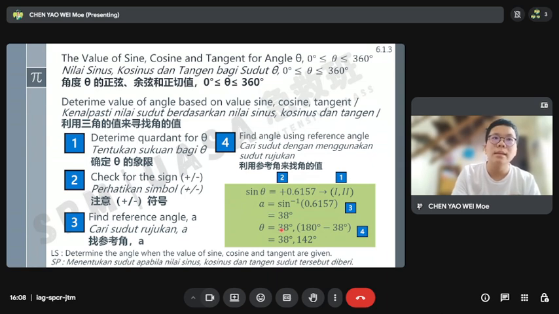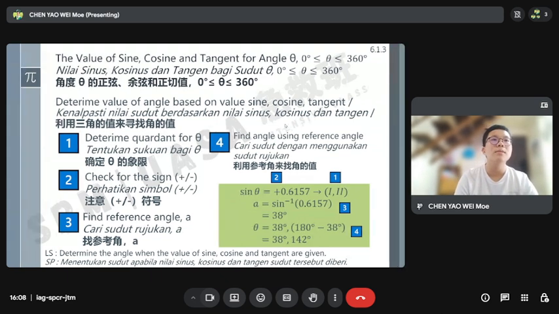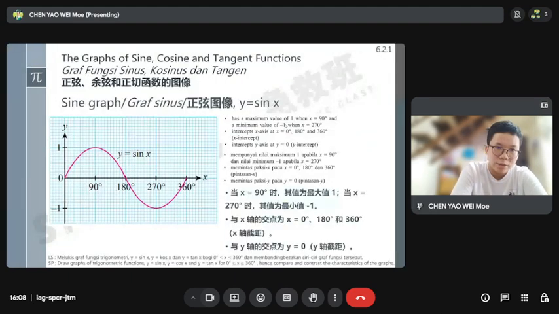Okay, these are the steps to find the angle. This is our first part. For the second part, we need to know the graph for sine, cosine, and tangent. For the sine graph, the graph starts with 0 and ends with 0. This is called a whole cycle, and the sine graph has a maximum value of 1 and a minimum of negative 1. At 90 degrees it is 1, here it is negative 1.